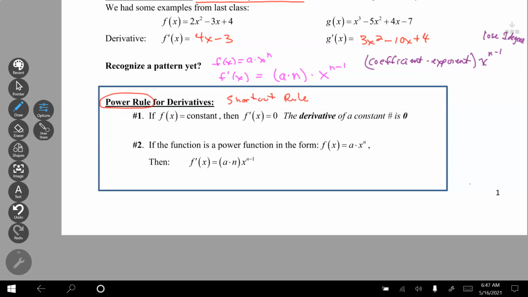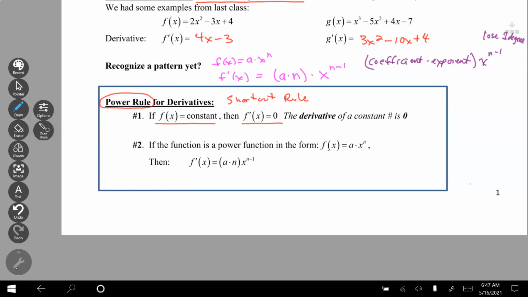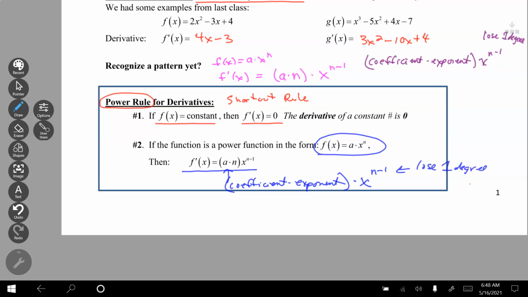Instead of doing that whole f of x plus h minus f of x over h. So if my function is a constant number, its derivative is 0, and if my function is a power function, its derivative is here, where we have the coefficient times the exponent, and then x raised to the n minus 1, where we lose 1 degree of the exponent.